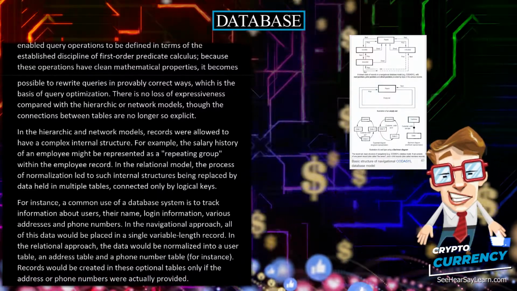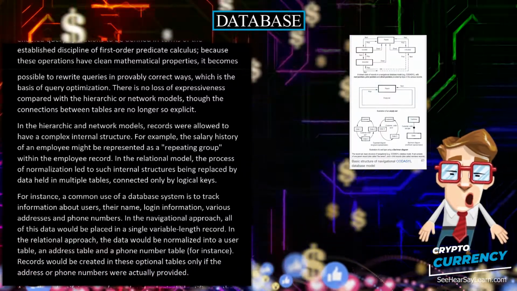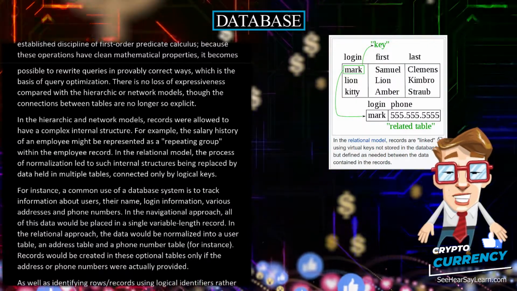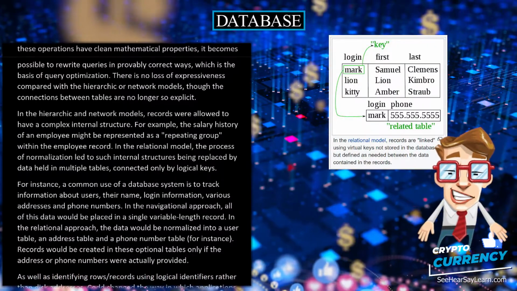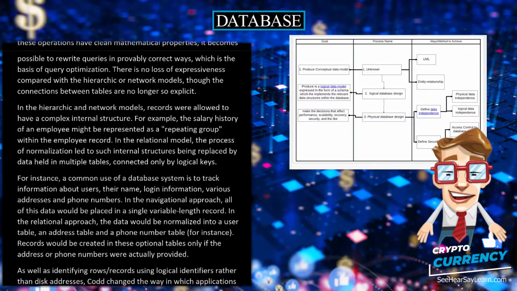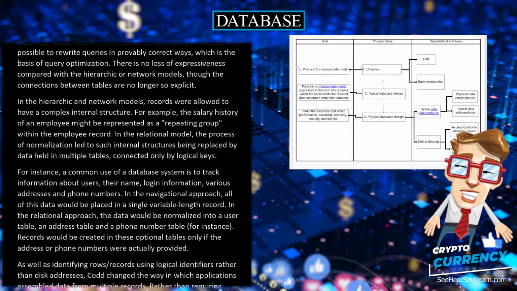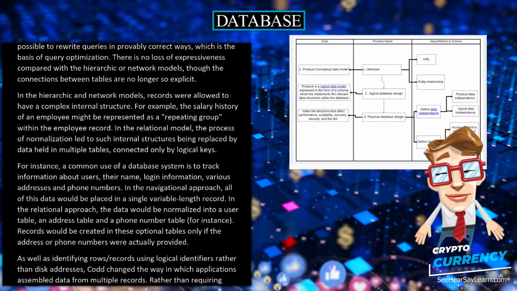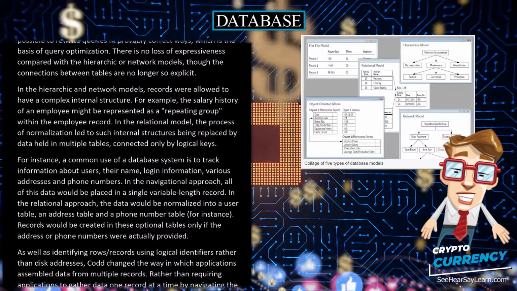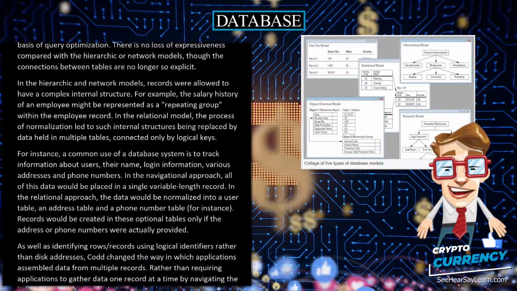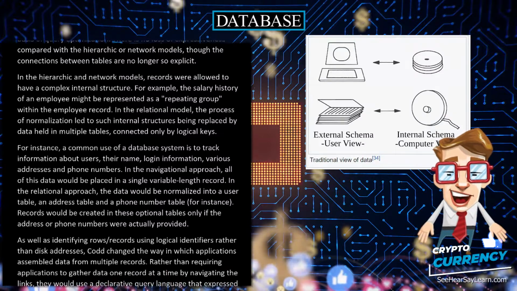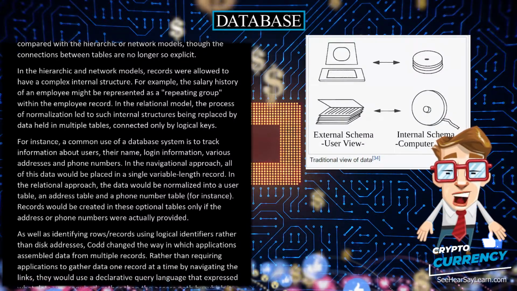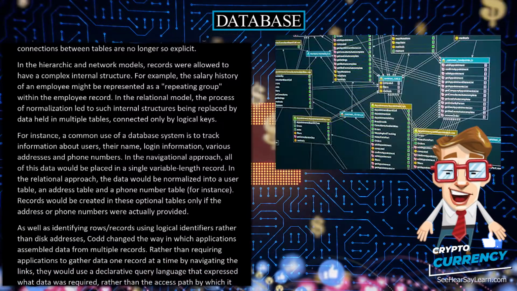In the hierarchic and network models, records were allowed to have a complex internal structure. For example, the salary history of an employee might be represented as a repeating group within the employee record. In the relational model, the process of normalization led to such internal structures being replaced by data held in multiple tables, connected only by logical keys.